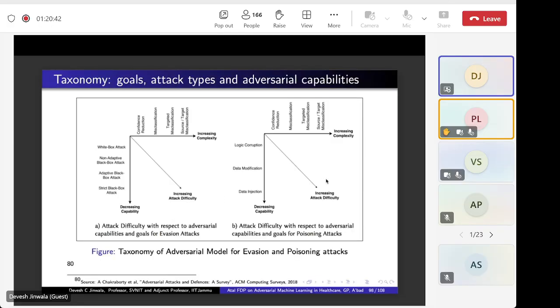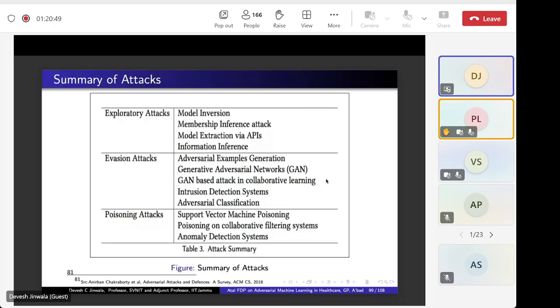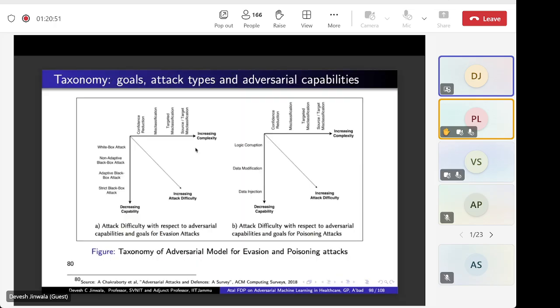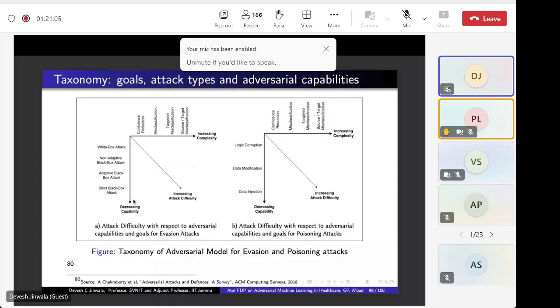I'm showing certain diagrams, certain characterizations of the adversarial attacks here in these further diagrams. If you look at the relation of white box, non-adaptive black box, adaptive black box, strict black box attacks with the capabilities, then they are shown to be in decreasing capability, which I think is pretty intuitive to understand. I already said white box is where the adversary is able to have access to everything. So it must have higher capability on the part of the adversary.